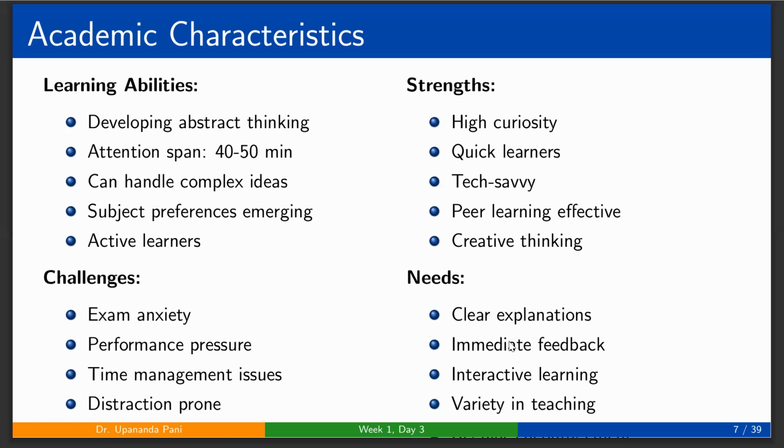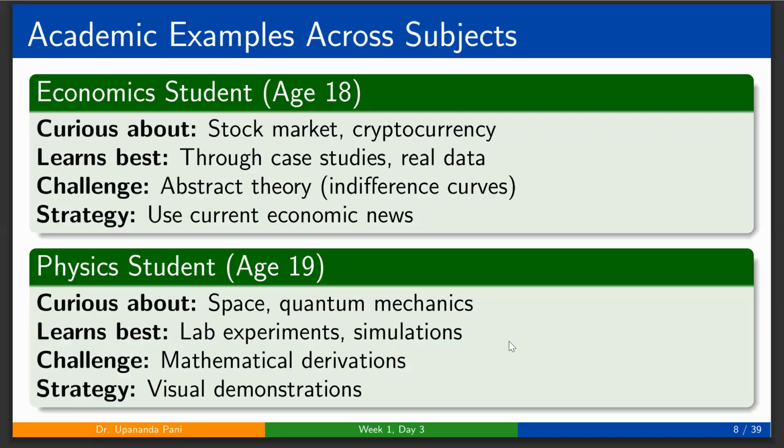So strength is there is a high curiosity among them. They are quick learners. They are tech savvy, peer learning effective. They are also having their creative thinking abilities. Challenges: exam anxiety, performance pressure, time management issue, distraction. Now, what are the needs over here? Is they need clear explanations, immediate feedback, interactive learning, and they need variety in teaching.